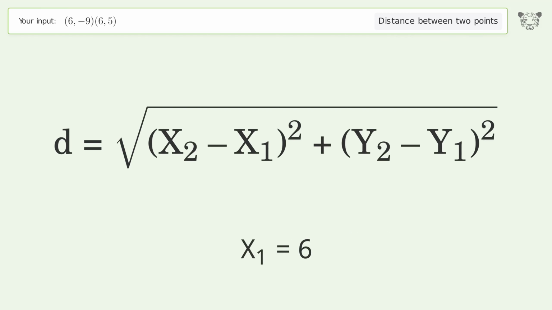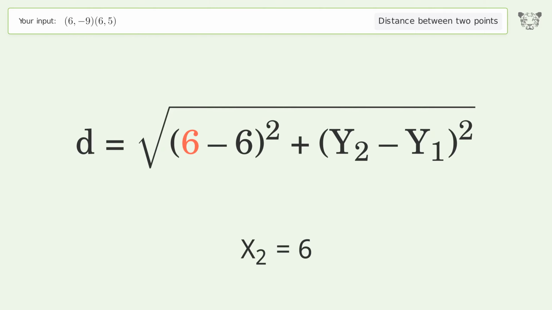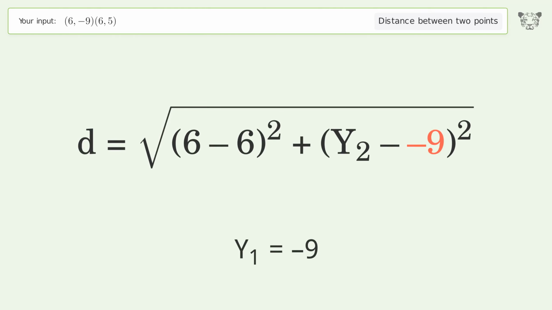x1 equals 6. x2 equals 6. y1 equals -9. y2 equals 5.